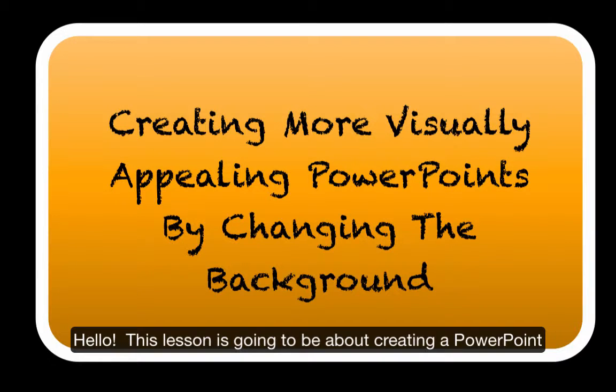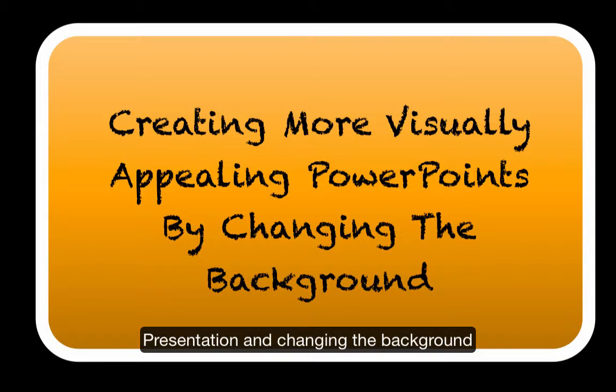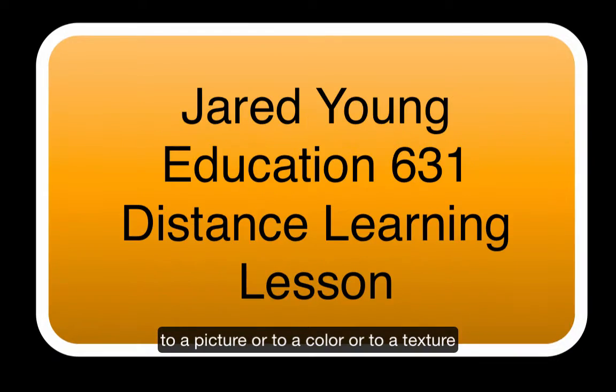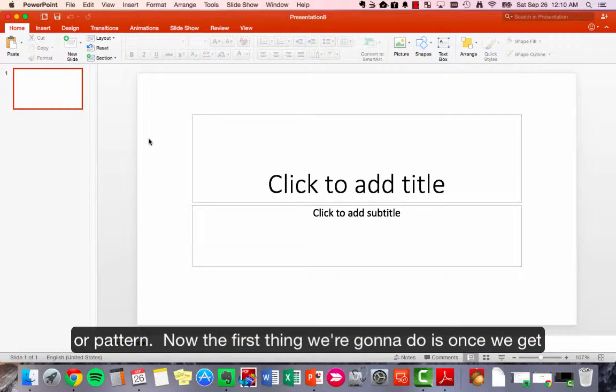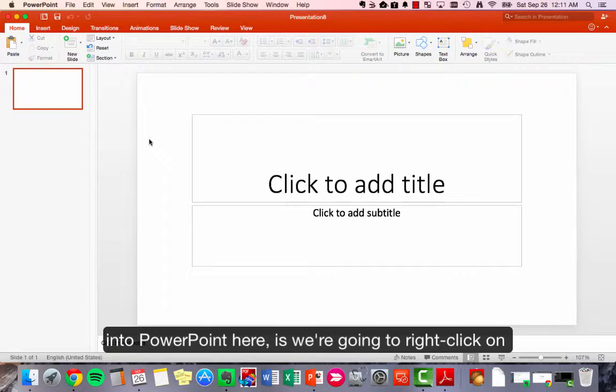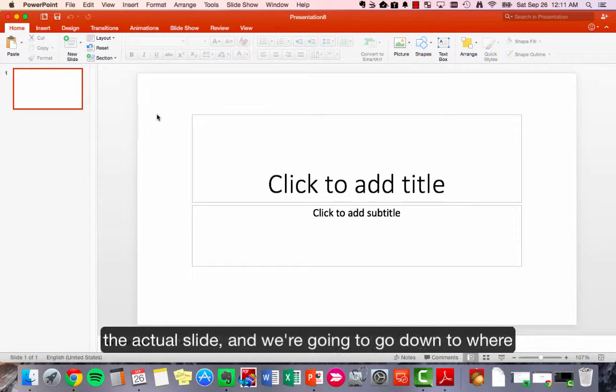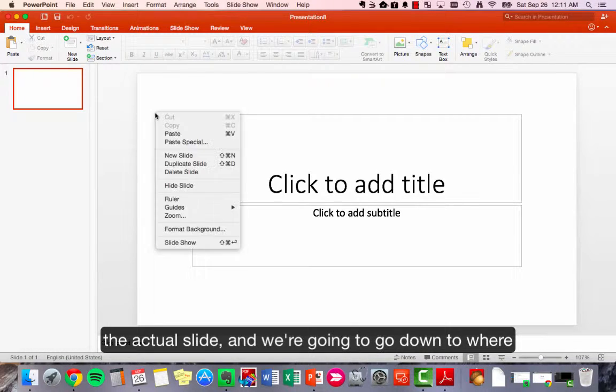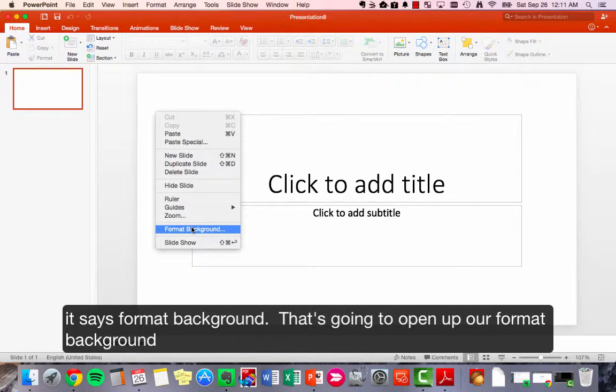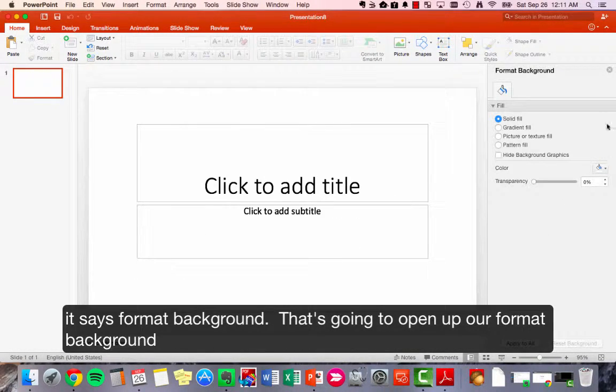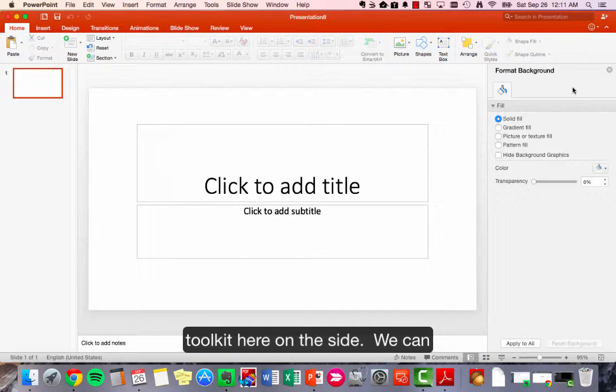Hello, this lesson is going to be about creating a PowerPoint presentation and changing the background to a picture or to a color or to a texture or pattern. The first thing we're going to do, once we get into PowerPoint here, is right click on the actual slide and go down to where it says Format Background. That's going to open up our Format Background toolkit here on the side.